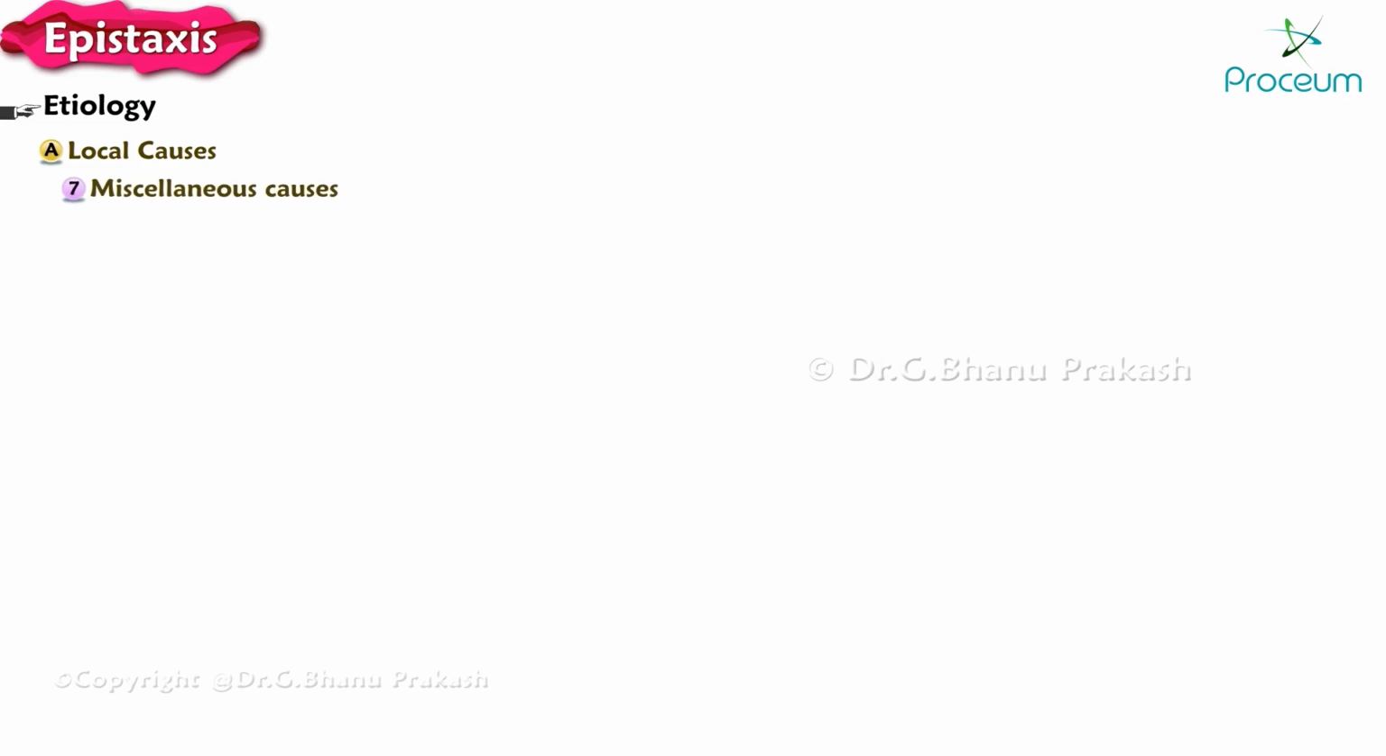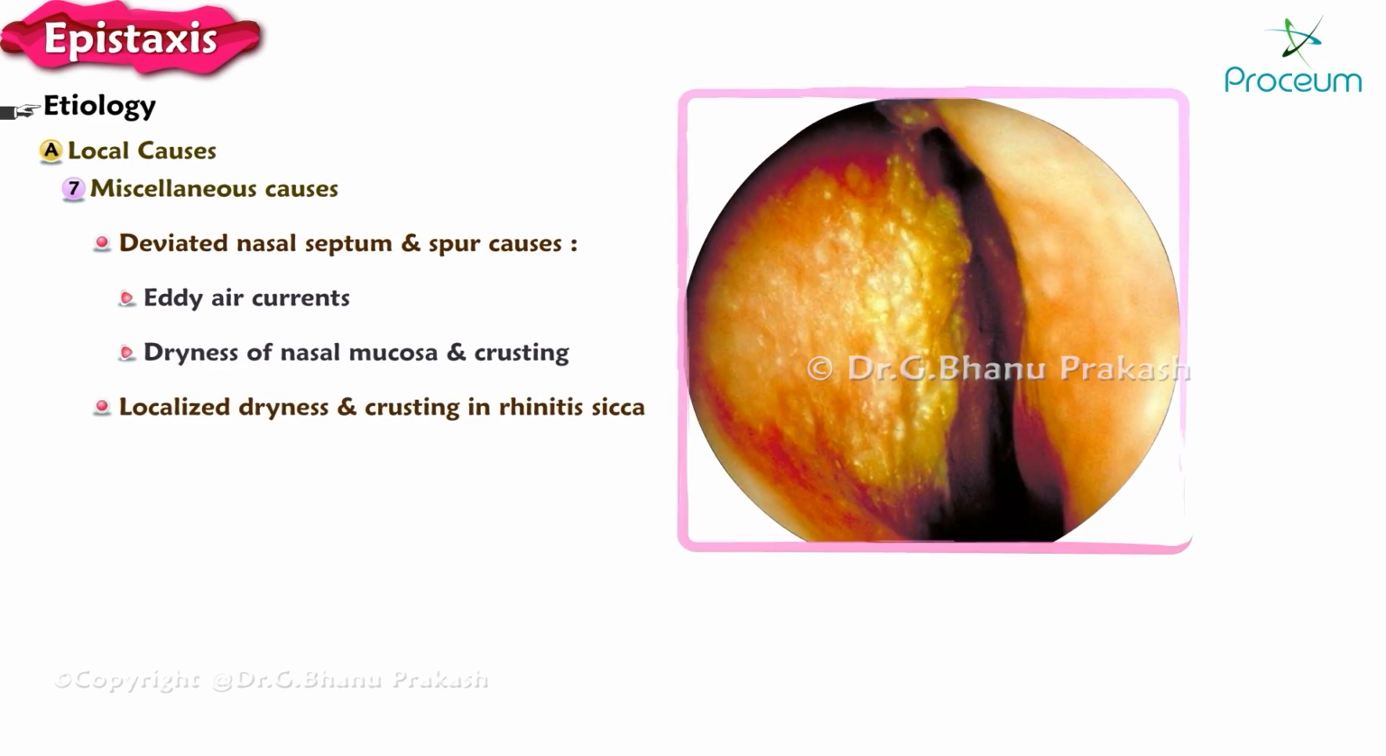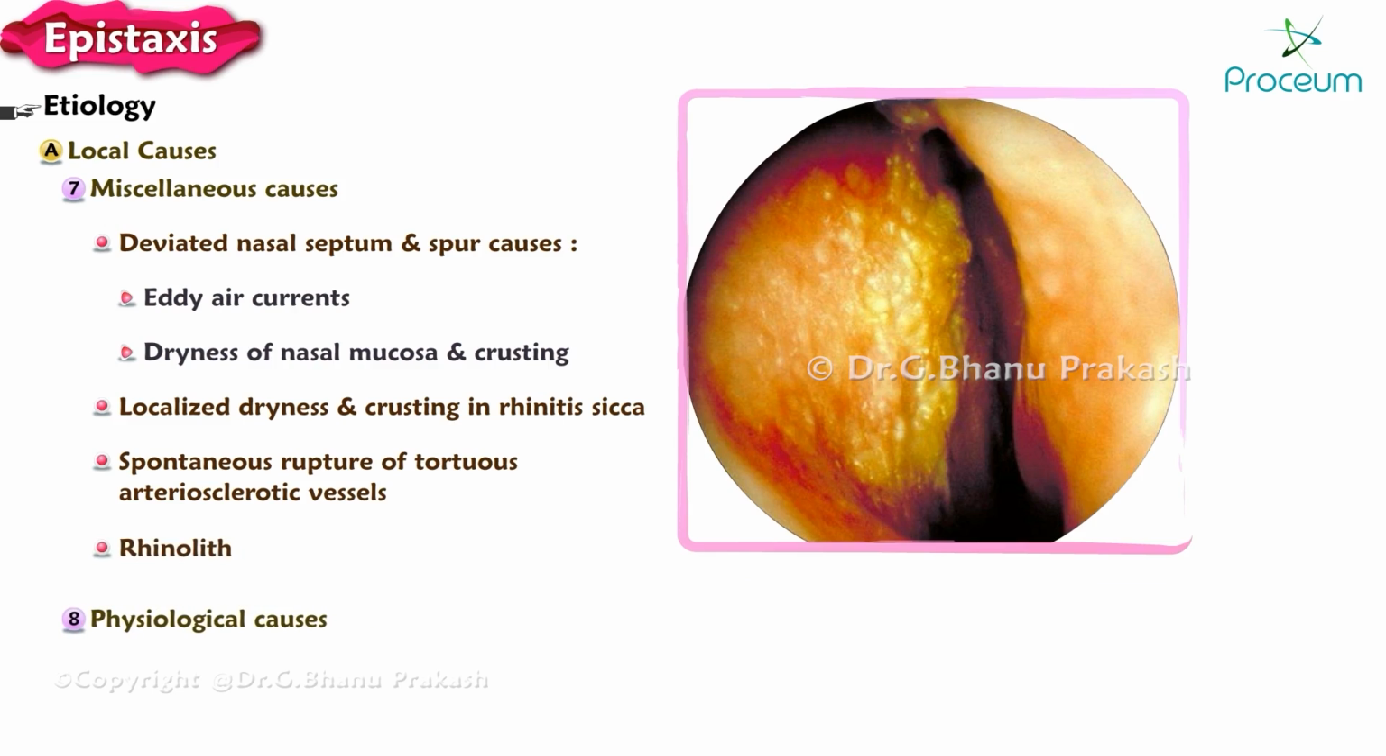7. Miscellaneous causes. Deviated nasal septum and spur. It causes eddy air currents and dryness of the nasal mucosa and crusting. Localized dryness and crusting and rhinitis sicca. Spontaneous rupture of tortuous arteriosclerotic vessels. Rhinolith. 8. Physiological causes: high altitude, extreme cold or hot climate.